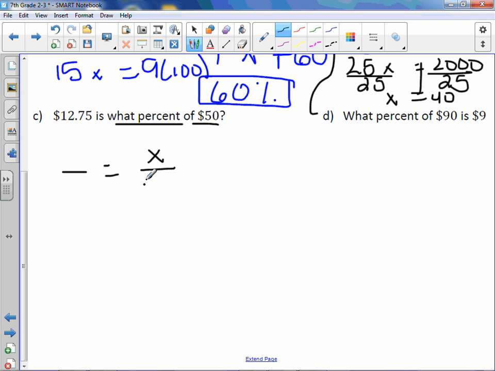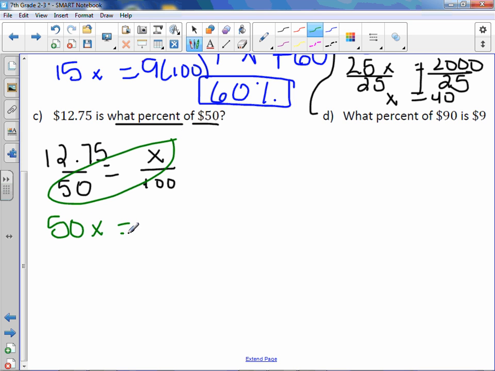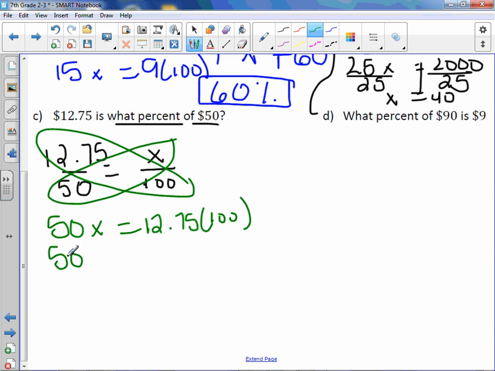So again, we don't know our percent. Of 50 means that 50 is the total, and 12.75 is the part. Cross multiply. 50 times x equals 12.75 times 100. So 50x equals, the shortcut is to move the decimal point 2 to the right when you multiply by 100. So 1,275. Divide by 50.